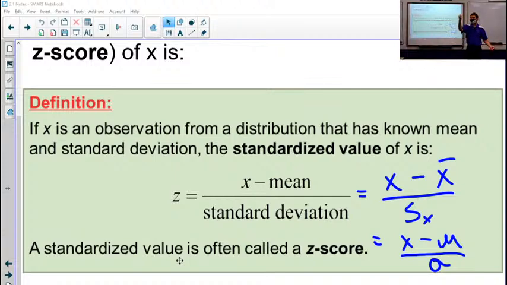A positive z-score tells you you're that far above the mean. Negative z-scores, which you can have, tell you how far you are below the mean. So if you're below the mean, you're going to have a negative z-score. The formula, we can write a couple different ways depending on what symbols we want to use, but it's whatever value we're interested in, minus the mean, over the standard deviation.